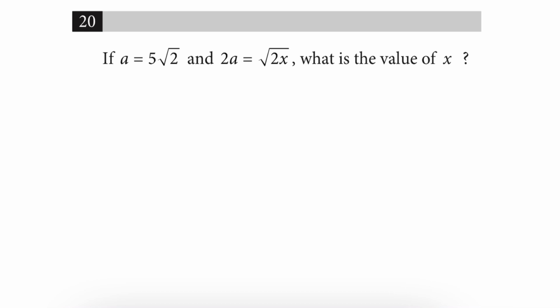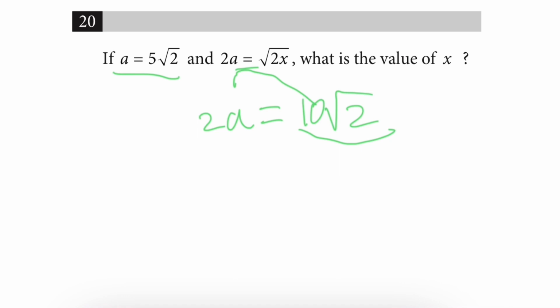So this question is pretty straightforward, not a whole lot going on. What we can do is we can just multiply this equation here by 2, and we'll get that 2a is equal to 10 root 2. Then we can plug this in for this, and then we can solve for x. That way we don't have two variables we have to deal with. Right? So now we have 10 root 2 is equal to root 2x.